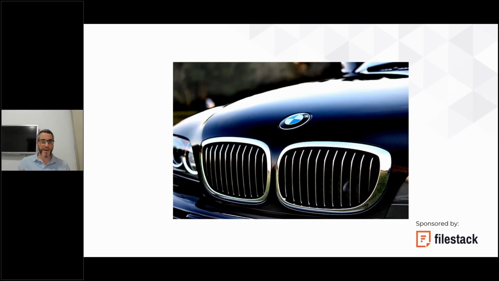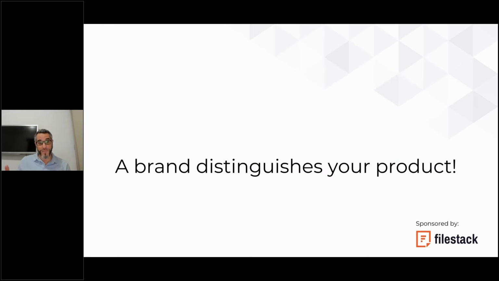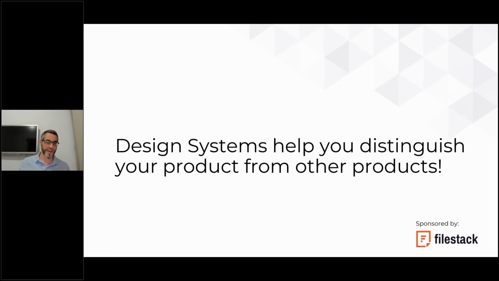Why is that? Because once you look at the front of any BMW, the design is mostly the same. So we are recognizing the BMW by its design. So I don't need the BMW logo to say, yeah, this is a BMW car. And that brings me to the idea of branding, and branding helps you to distinguish your product from other products. And that brings me to design systems, which is the topic of today. Design systems help you to distinguish your product from other products.